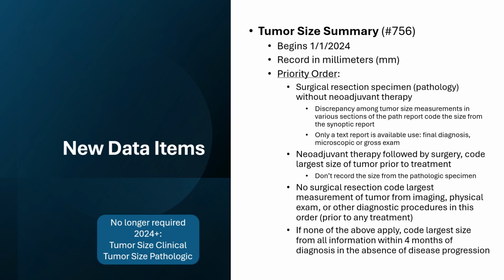If there's no surgical resection, code the largest measurement of tumor from imaging, physical exam, or other diagnostic procedures in this specific order. This again is prior to any treatment. If none of the above apply, code the largest size from all information within 4 months of diagnosis in the absence of disease progression.